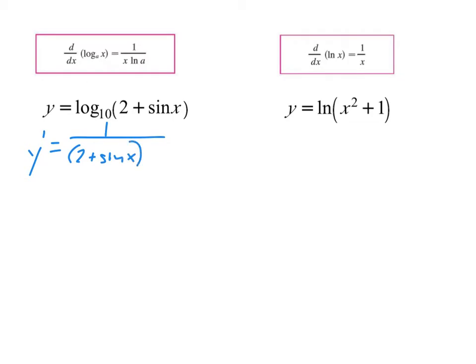And then that's times the natural log of a. A is our base. Therefore, it's times the natural log of 10. That is the derivative of the outer function, the derivative of log base 10. Now I have to multiply that by the derivative of the inner function, which is 2 plus sine x. Well, the derivative of 2 is 0, so that's gone. Derivative of sine of x is cosine of x.